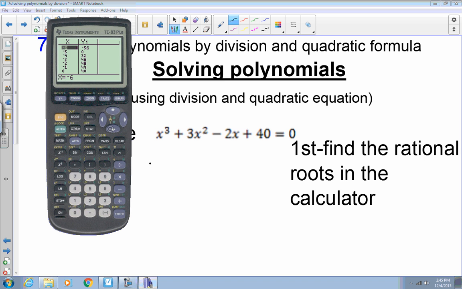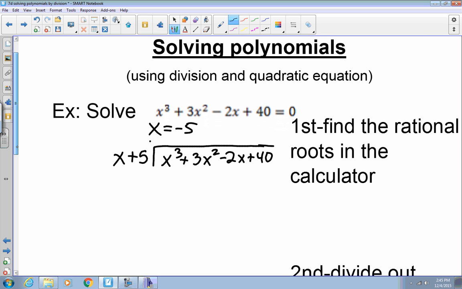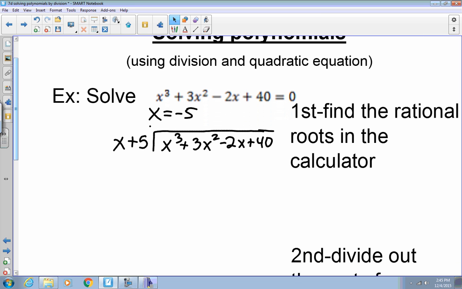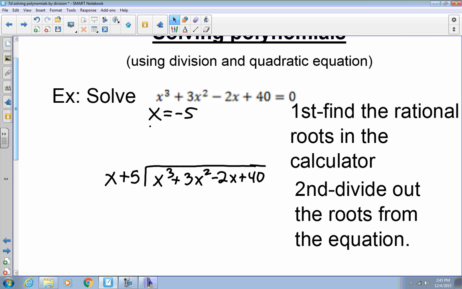Save time by finding the x-intercepts on the table. It's at negative 5, 0, so the x-intercept is negative 5. From this, we can find the factor. The factor for when x equals negative 5 is x plus 5. That is what you're going to divide out. That is our next step. Divide out the roots from the equation. So you turn the root into a factor, and now we're going to divide it up.